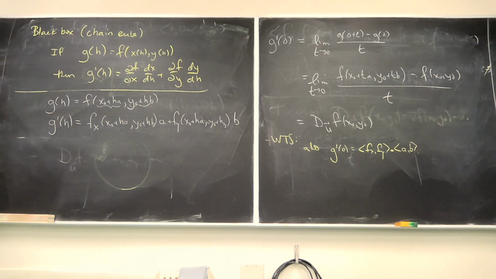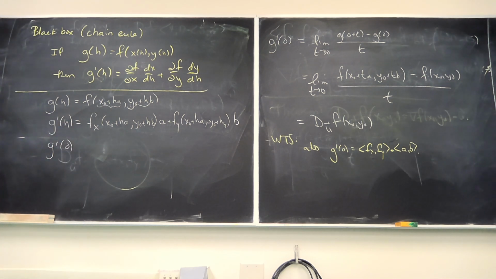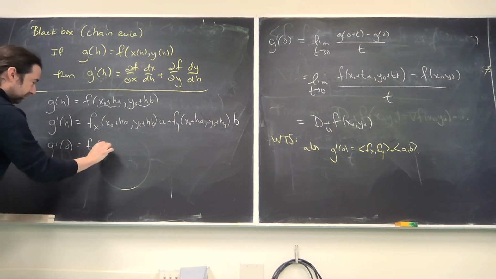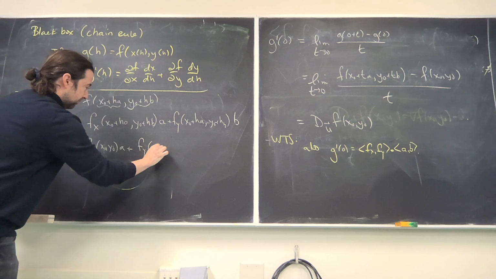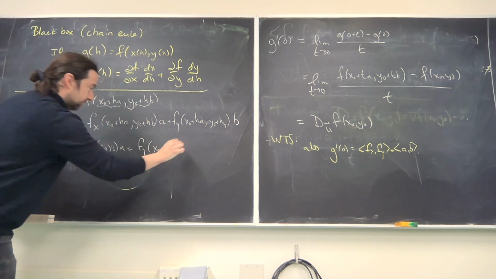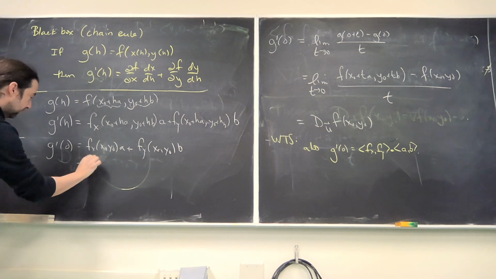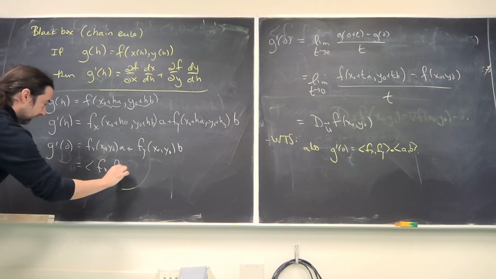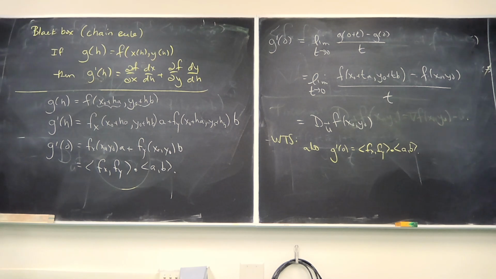So what happens when I put in h is equal to 0? G prime of 0 says take all the h's and put zeros in. Fx at x naught, y naught, times a, plus fy at x naught, y naught, times b. The h's get destroyed, and you end up with fx, fy, dotted with ab. And that's the exact formula that we were after.